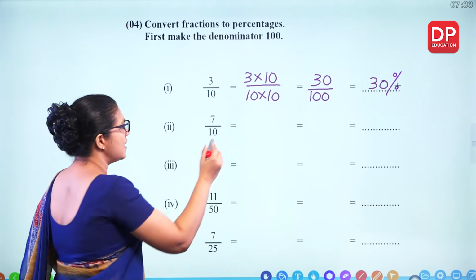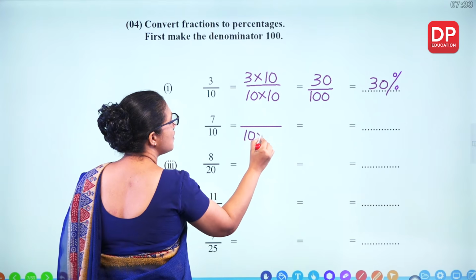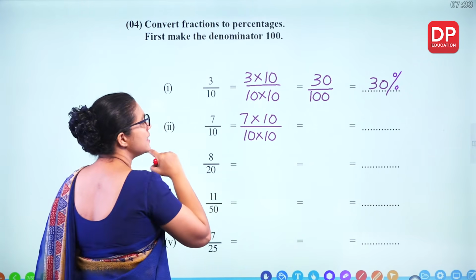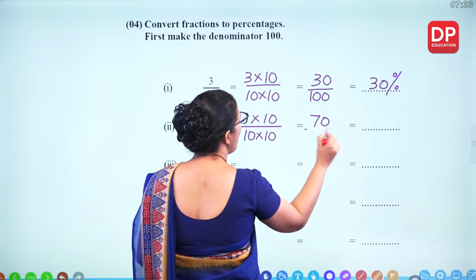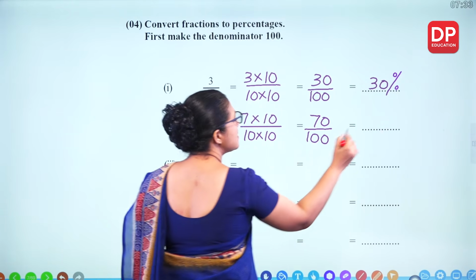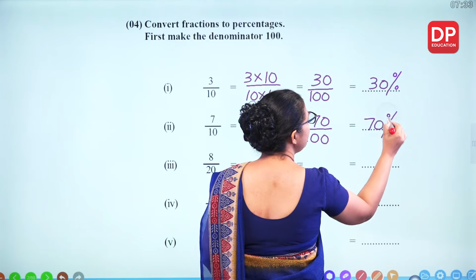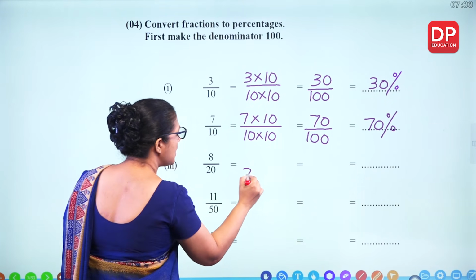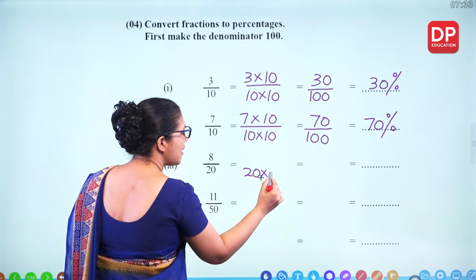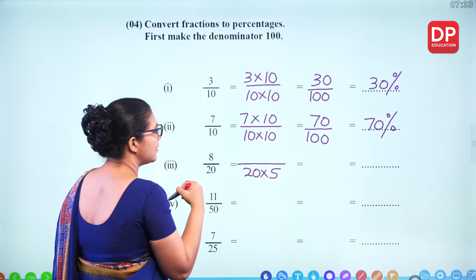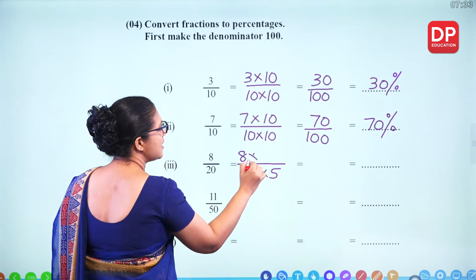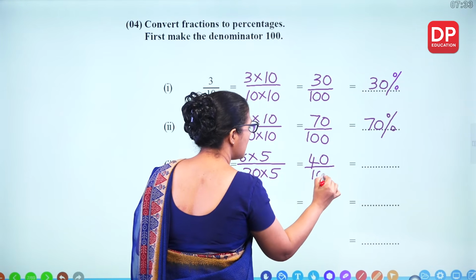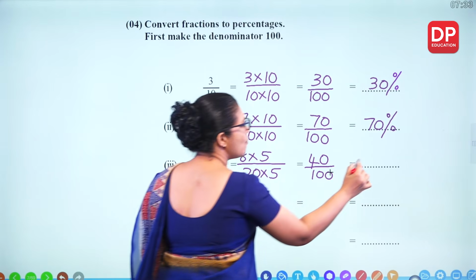7 over 10, denominator is 10. To convert to 100, you multiply by 10. You do the same thing for the numerator. 7 times 10, 70 over 100. That means 70%. 8 over 20. 20 multiplied by 5 to get 100. Do the same thing, 8 times 5, 40. 40 over 100. So what's the value? 40%.